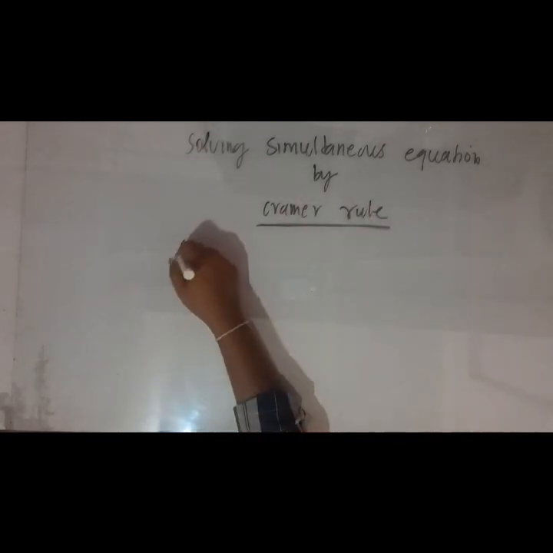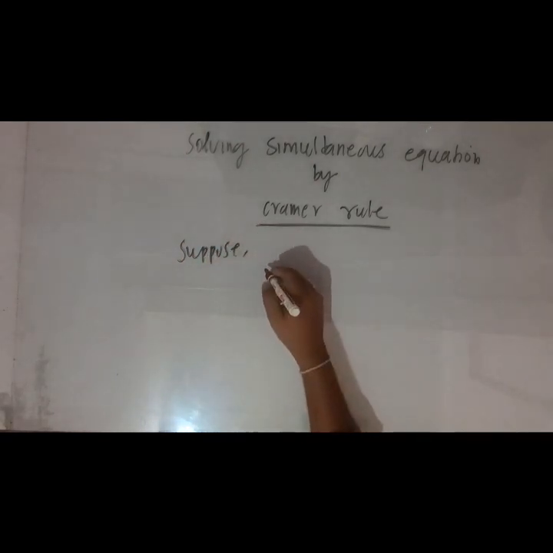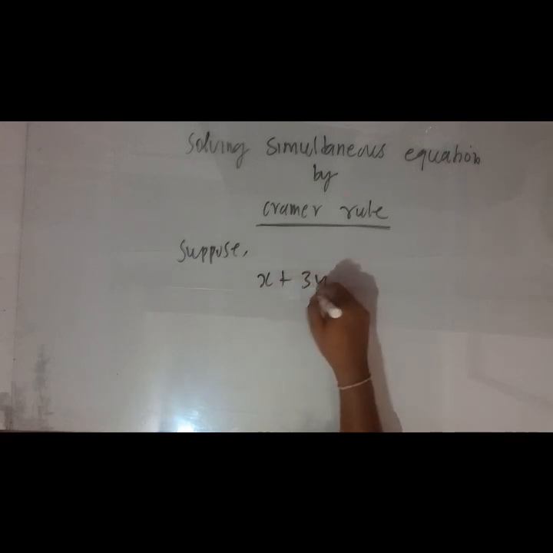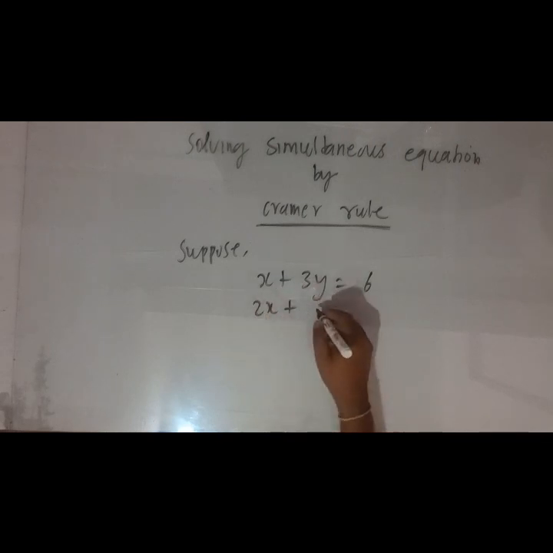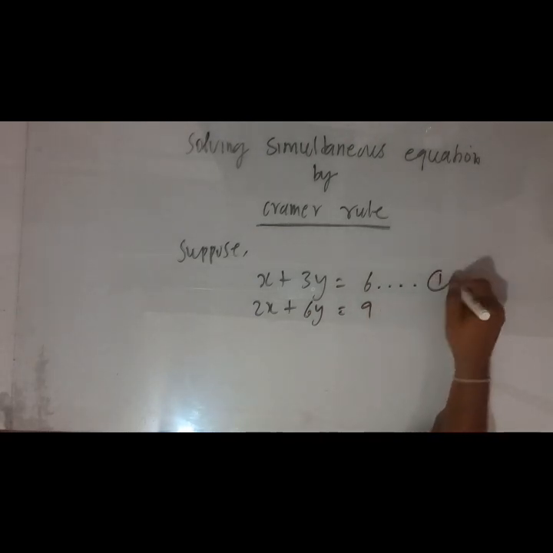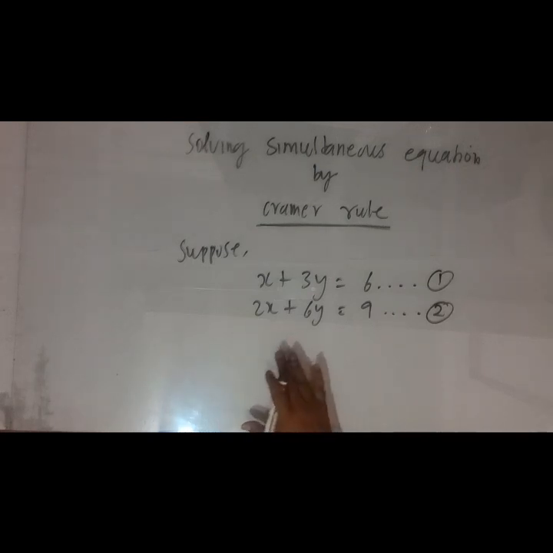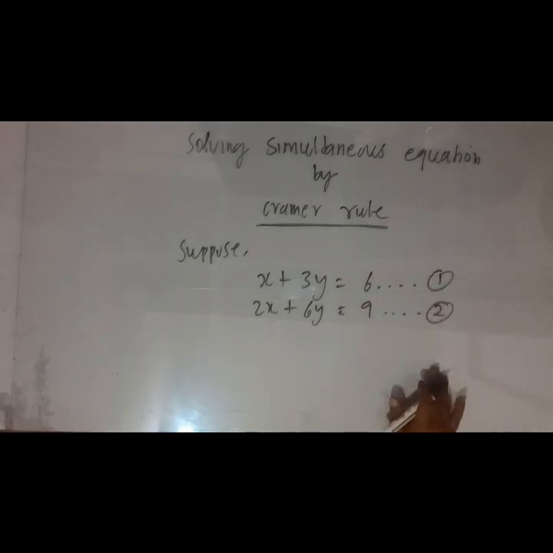Let us do one thing. Suppose you are given these two equations, x plus 3y is equal to 6, and 2x plus 6y is equal to 9. These are the two simultaneous equations given. Now, what is the Cramer rule? How can you solve this simultaneous equation by Cramer rule?